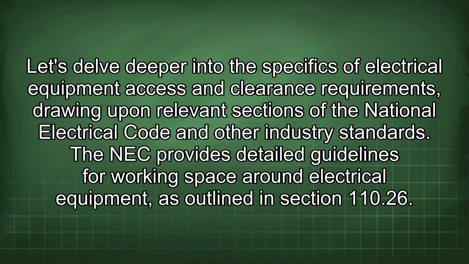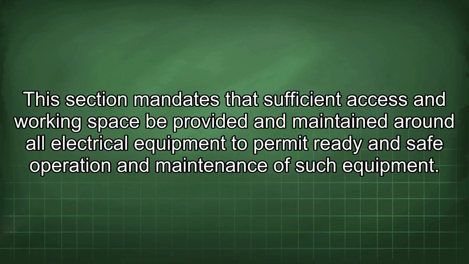Let's delve deeper into the specifics of electrical equipment access and clearance requirements, drawing upon relevant sections of the National Electrical Code and other industry standards. The NEC provides detailed guidelines for working space around electrical equipment, as outlined in Section 110.26. This section mandates that sufficient access and working space be provided and maintained around all electrical equipment to permit ready and safe operation and maintenance of such equipment.